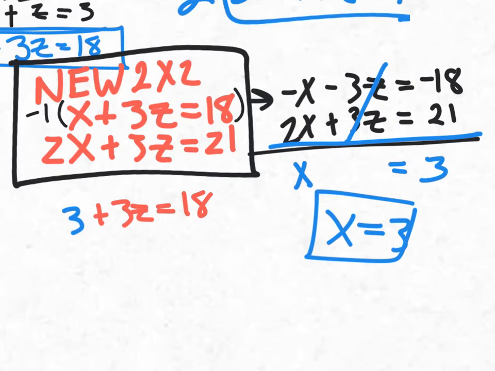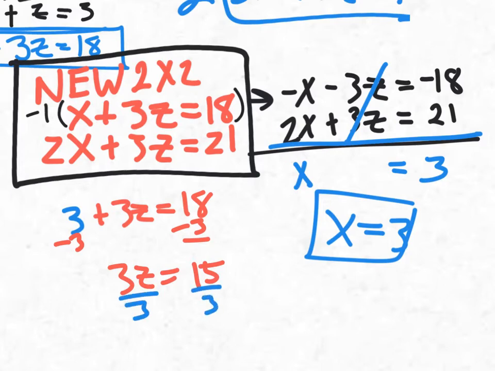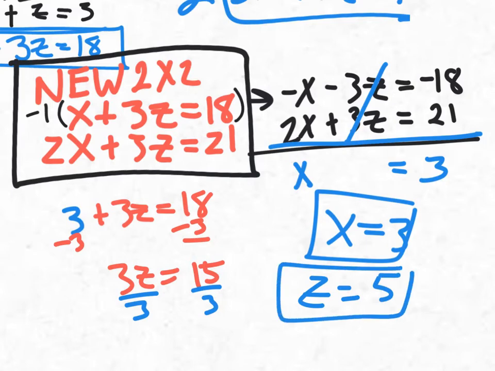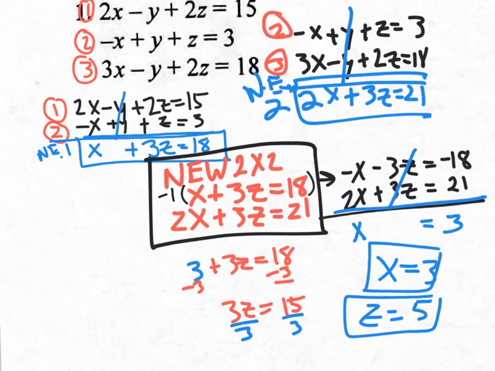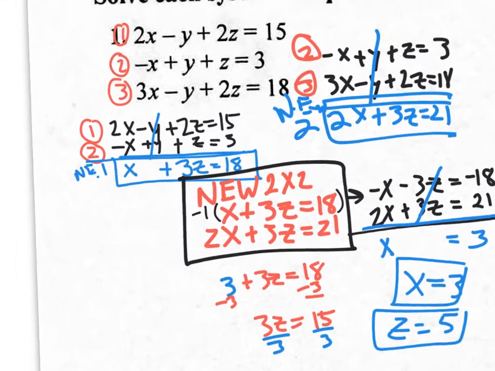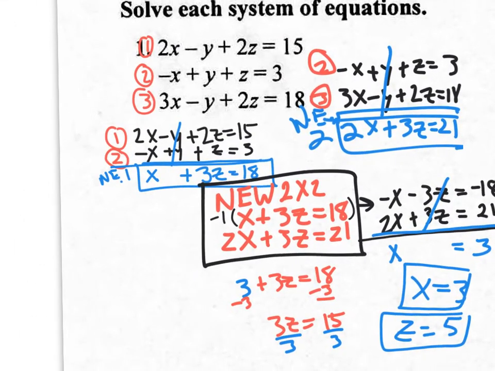And now I could actually solve it by subtracting 3 on both sides. I'll have 3z equals 15, which means that z, when you divide by 3, z equals what? Z equals 5. Alright, so we have 2 answers, but it was a 3x3 system. We need a third answer. We're missing the y value. So since we have 2 variables, 2 answers, we could go back to the original. Okay, x was 3, z was 5.